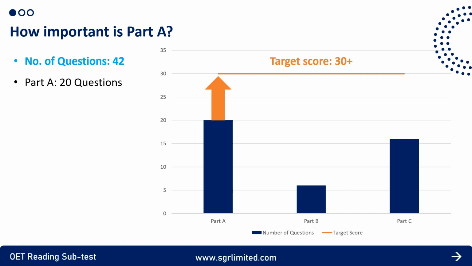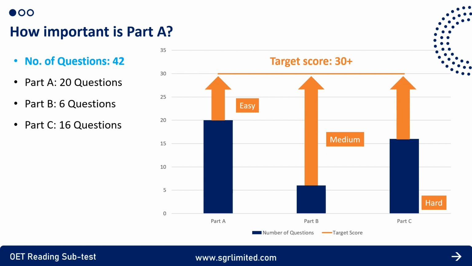Part A is also the easiest out of the 3 parts of reading. It's easy and it possibly has 20 out of the 30 questions that you need. If you manage Part A well, aiming for 18 to 20 points, Part A can account for more than 50% of your passing score.